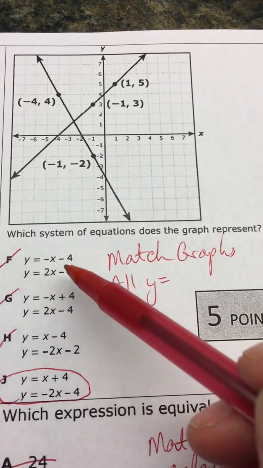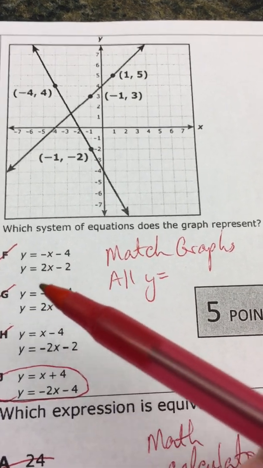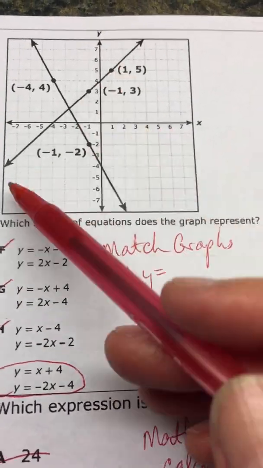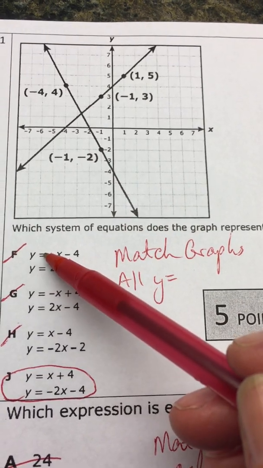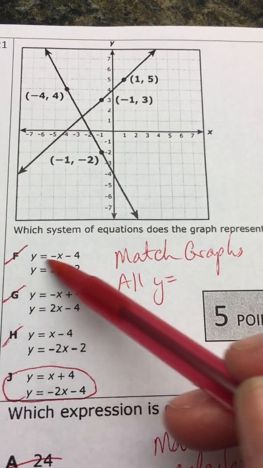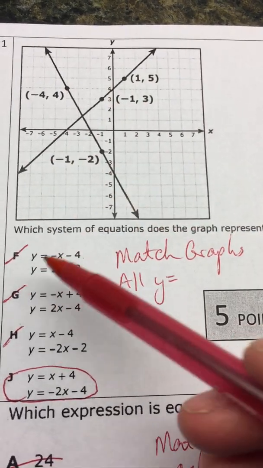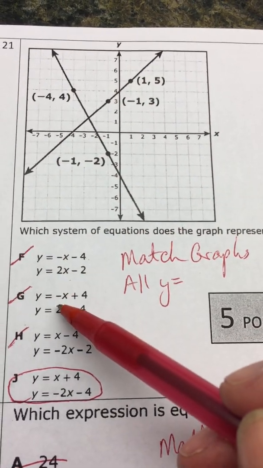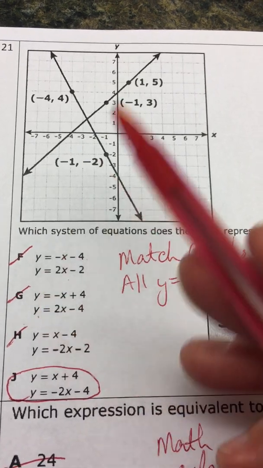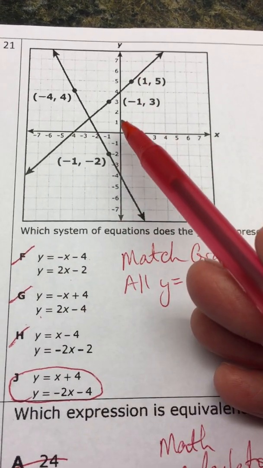Now you could also do the solving version, but you don't have to because they're all in y equals. You could literally just match the picture. So if you go to the graph icon, put one in, hit tab, put the other one in, see if it makes this picture. If it doesn't make that picture, cross it off. Clear it off, go back again to the graph icon and put both equations in, see if it makes the picture. So one is just matching the graphs.